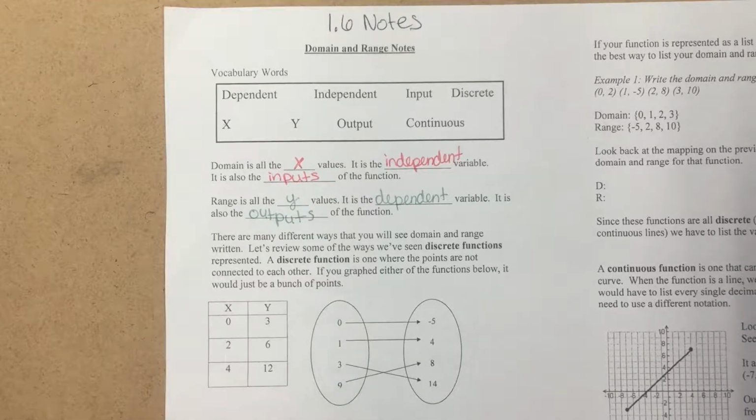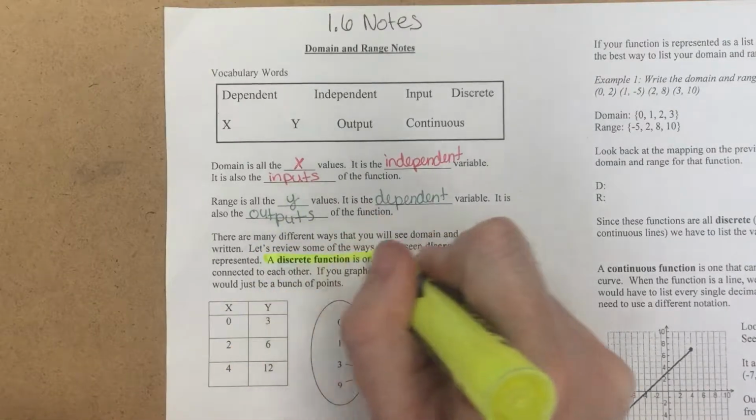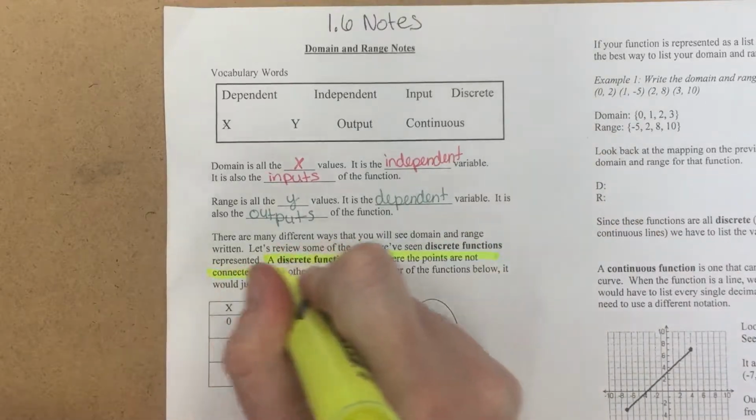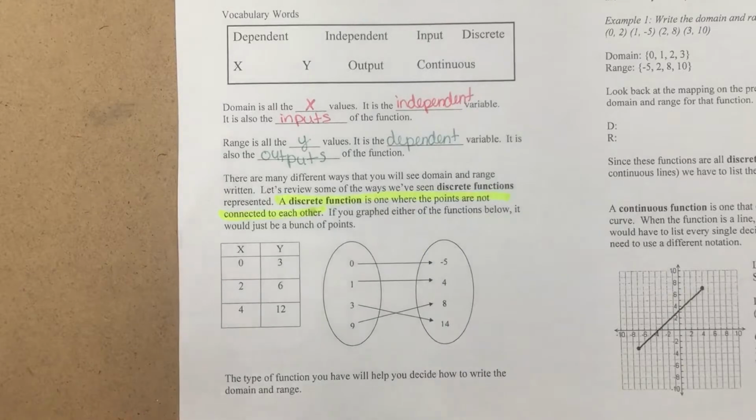If you've got points, then just points, so a table of values, a mapping, or just a list of points, those are discrete. And a discrete function is when you don't connect the dots, when you don't connect the points. So these two right below that are examples of discrete functions.